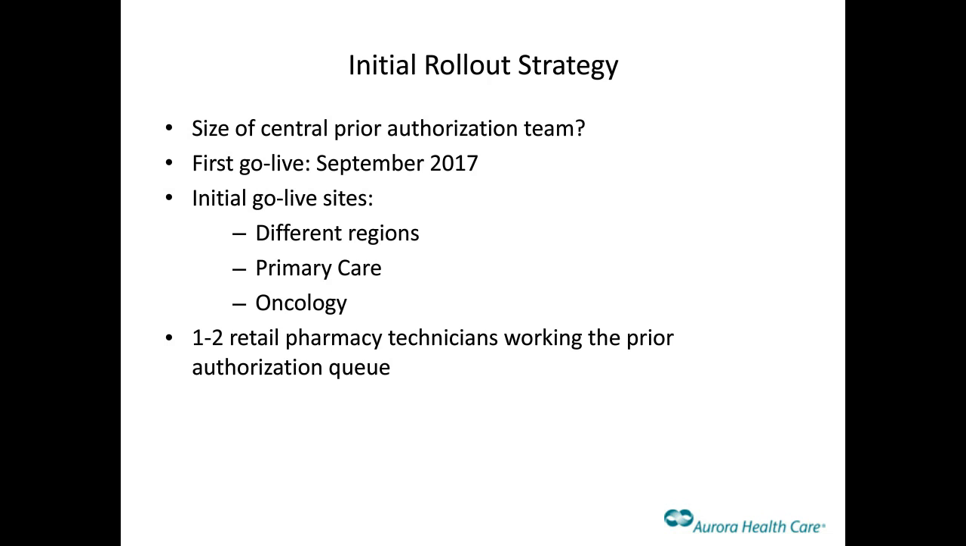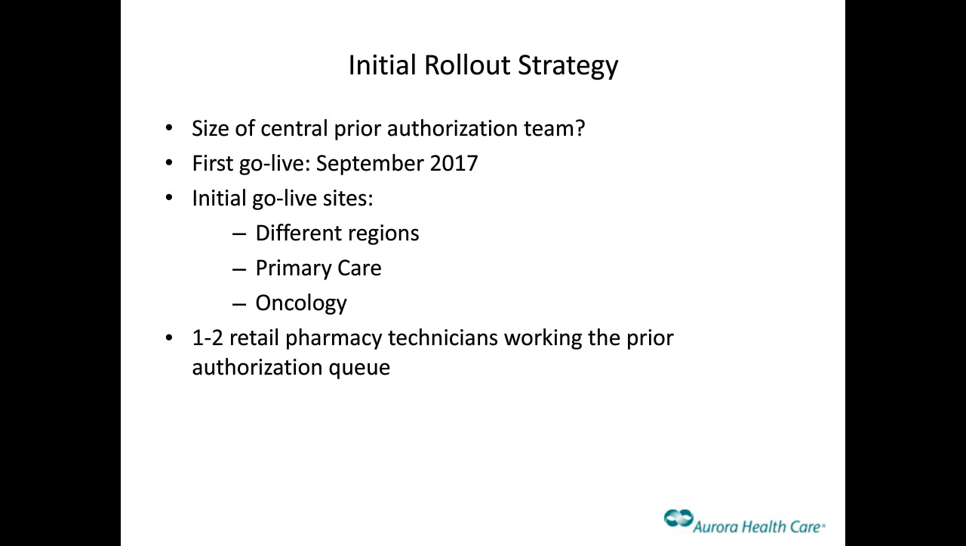So once the decision was made to move this process to a central prior authorization group, then we moved forward with a go live starting in September of 2017. One of the things we wanted to do is make sure we were setting ourselves up for success, and this is brilliance on the part of Dahlia and the pharmacy team involved here. They freed up 1 to 2, I think there were 2 pharmacy technicians to help us start the process and to learn as we go. And the sites we chose different regions so we could get a little bit of experience with different insurance plans that exist within our geography.